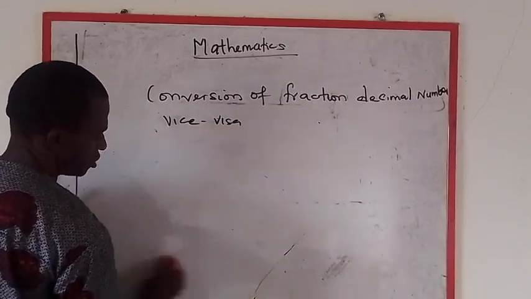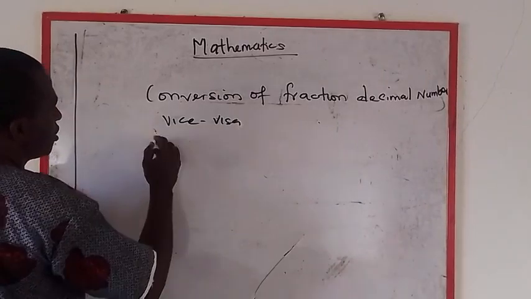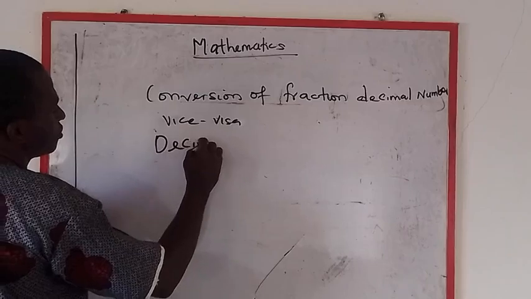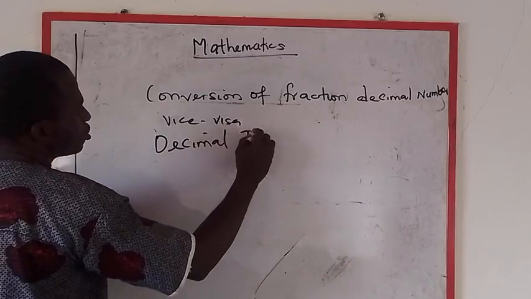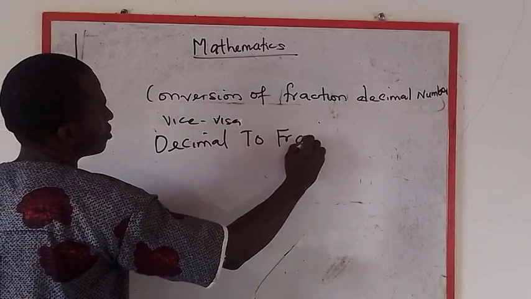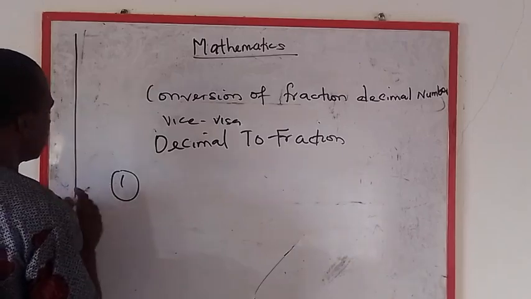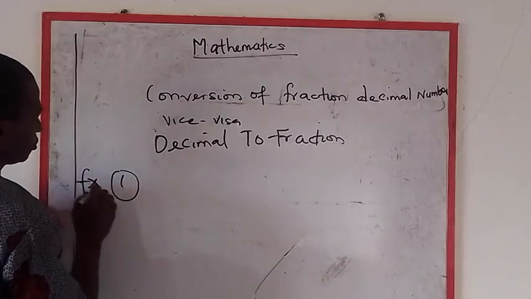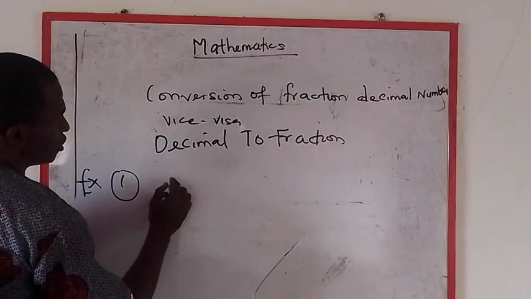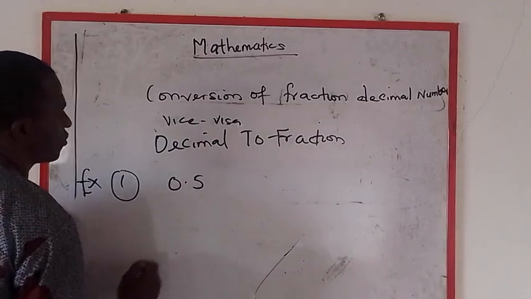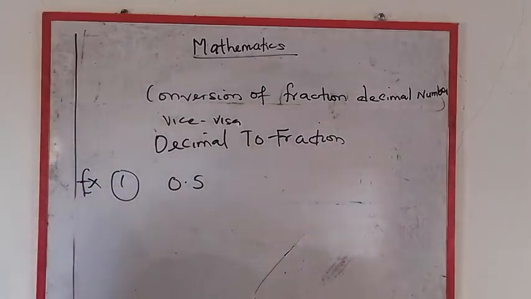Decimal to fraction. Now we have decimal numbers. I'm starting with example 1, where we have 0.5. I want to convert this one to fraction.